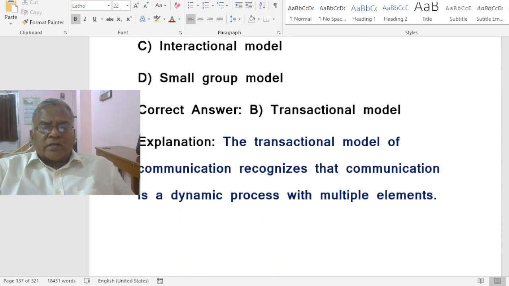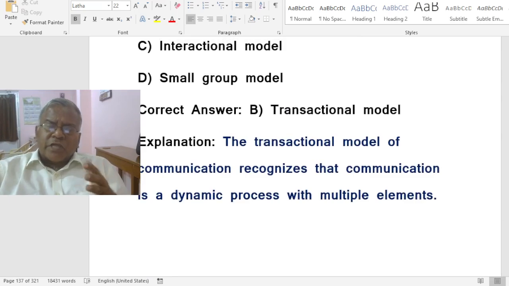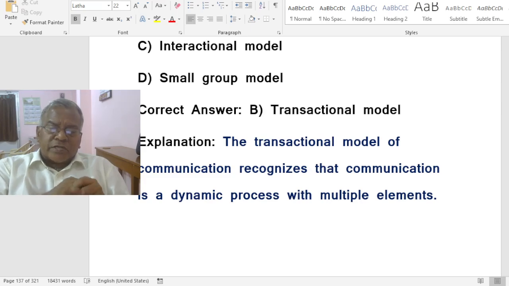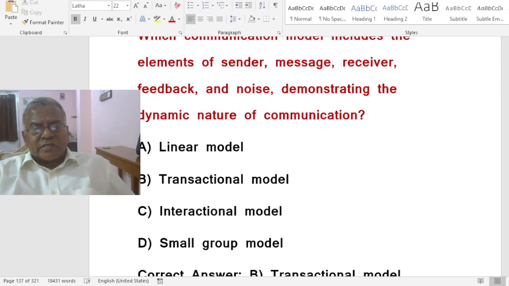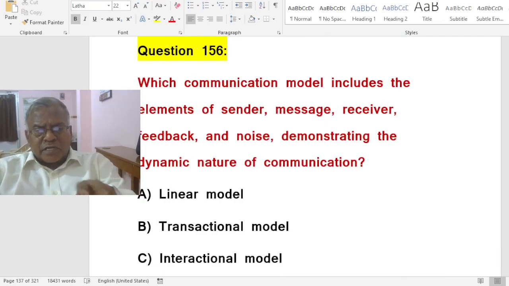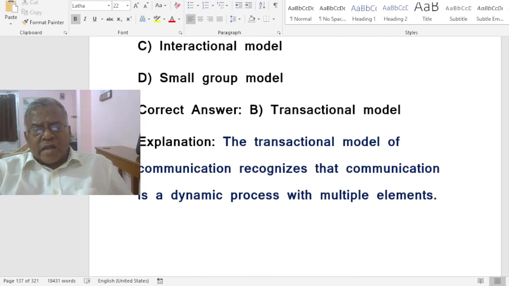Why? The transactional model of communication recognizes that communication is a dynamic process with multiple elements. Dynamic process means ever growing, always growing. This is a very interesting thing, because the elements of sender, message, receiver, feedback and noise all come under the dynamic nature of communication. That's called a transactional model.